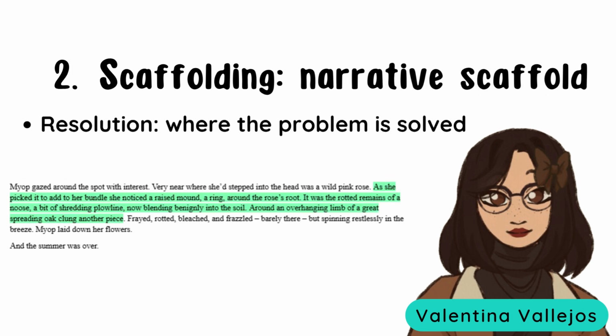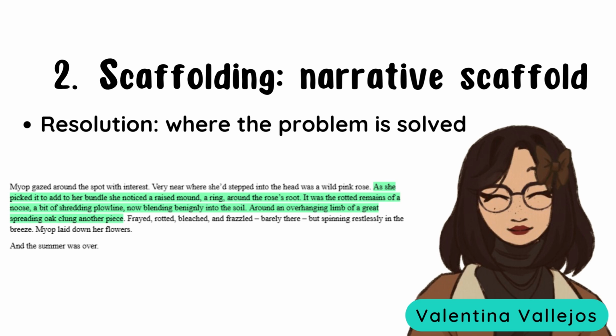Then we reach the resolution, where the problem is solved. In this story, it presents when Myop notices the rotted remains of the ring of a noose on the floor, and the missing piece of it hanging from a nearby tree. The short mystery is resolved as it is implied that the man died from being hanged.